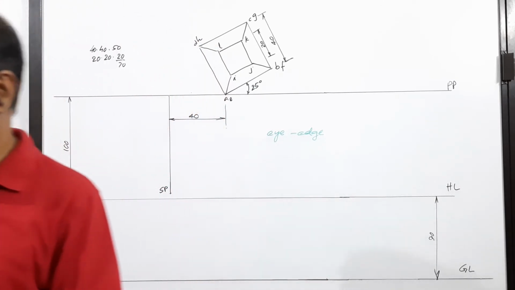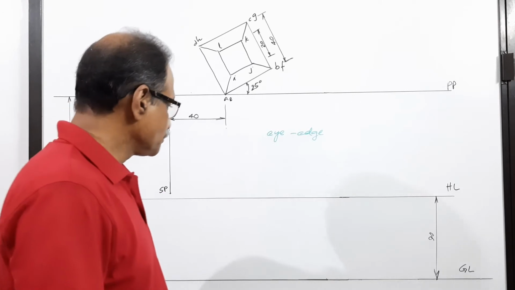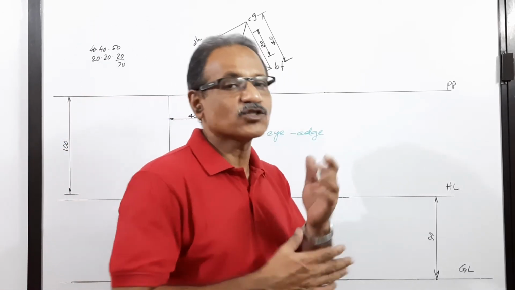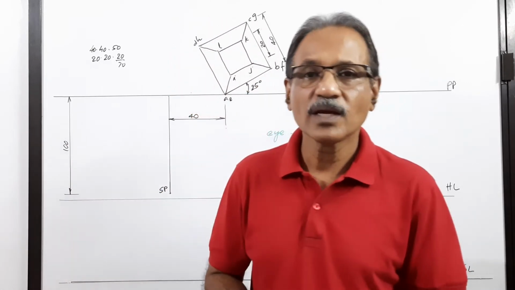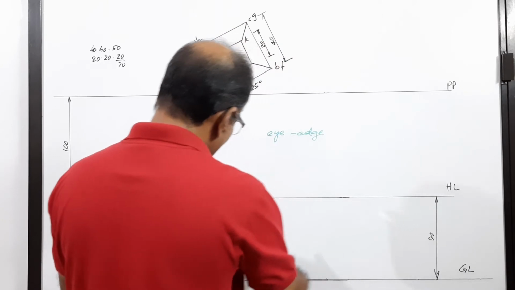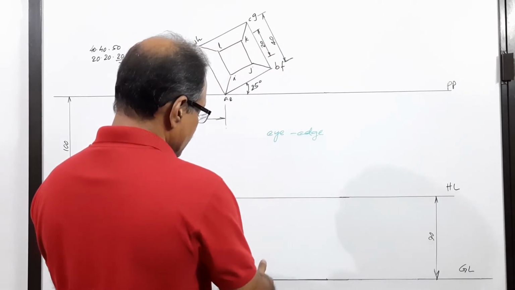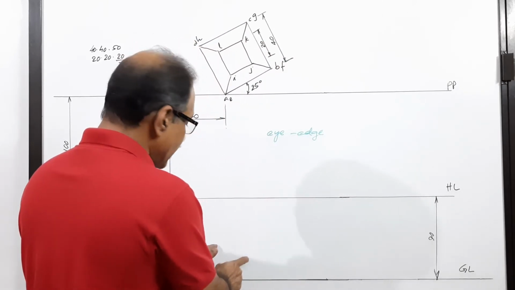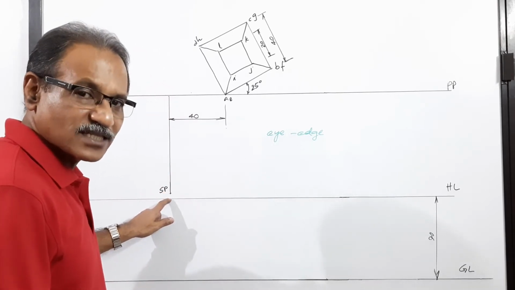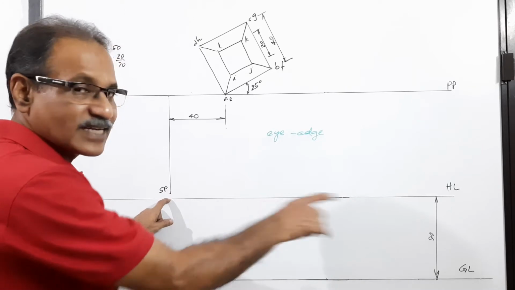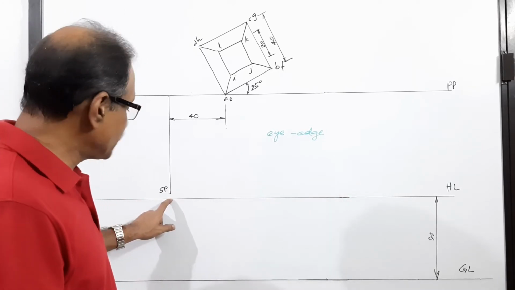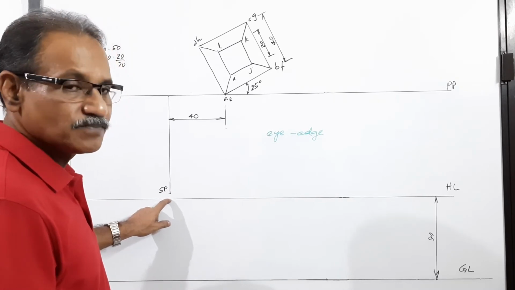Now you have to draw the perspective view. There are various ways of drawing this. One is called the visual ray method. When you draw by the visual ray method, what you have to do? You have to draw an elevation of the object here. Then join all points of the elevation to SP dash. If this is SP, right below on HL is SP dash. So SP dash is right below SP on HL.